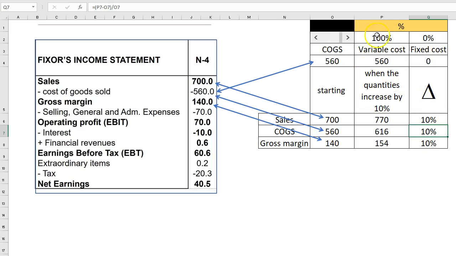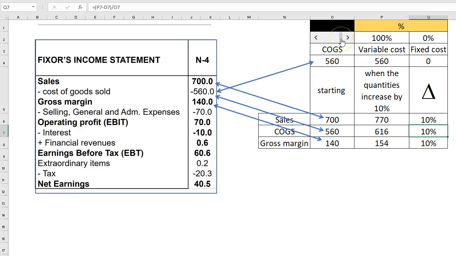Then let's consider the following situation. If the cost had been 100% variable, it was a little bit an assumption that should have been excluded, because in the text I was referring to the existence of fixed cost. But in that case, if the cost of goods sold is entirely variable, then the cost of goods sold would increase by 10%. And then if the sales increase by 10% and the cost of goods sold increases by 10%, then of course the gross margin will also increase by 10%.